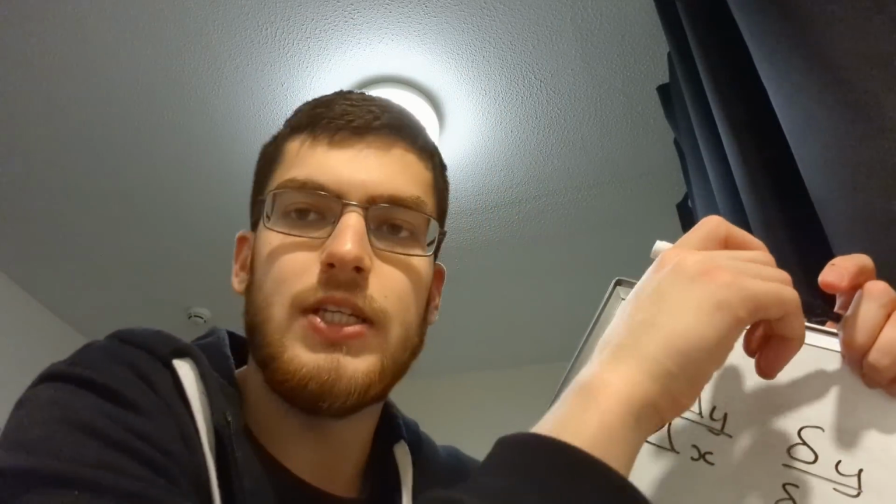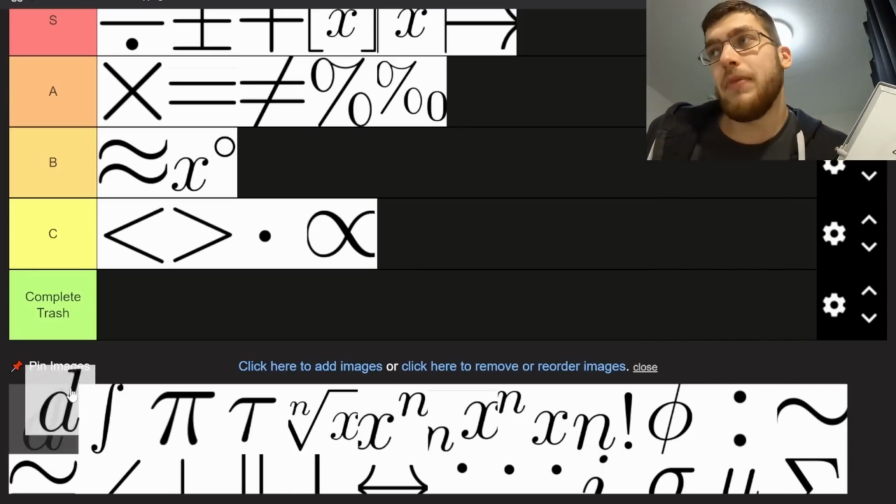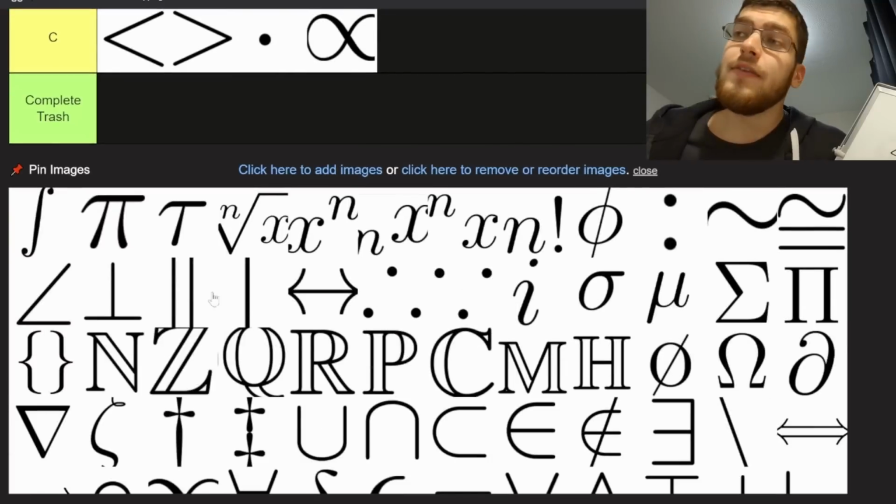There's no reason to switch it to Latin, okay? So other than that, it would probably go in A tier, but because of that, it's going to go in B tier. Next is the integral sign.